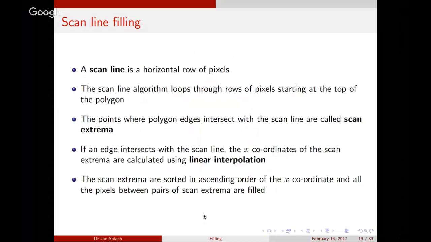The points where a polygon or an edge of a polygon intersect with scan lines. Remember, a scan line is just a horizontal line of pixels. Where the polygons intersect with the scan line, those points are called scan extrema. So if an edge intersects with the scan line, the x-coordinates of the scan extrema are calculated, and we use linear interpolation to calculate those coordinates. And we'll be looking at the equations for doing that in this lecture.